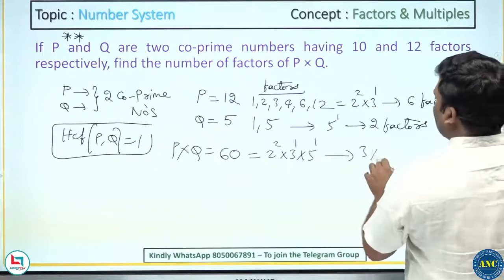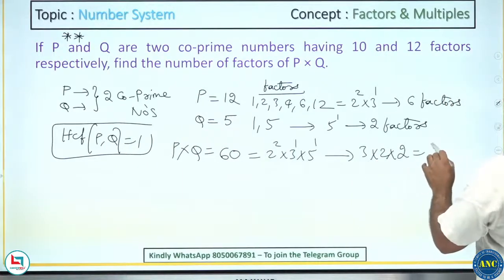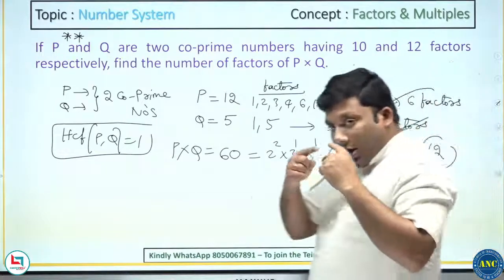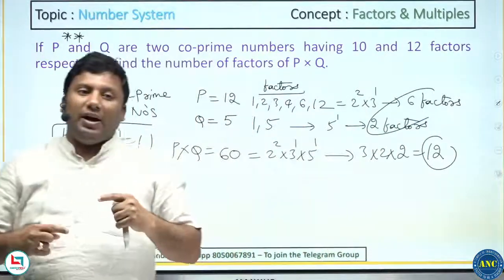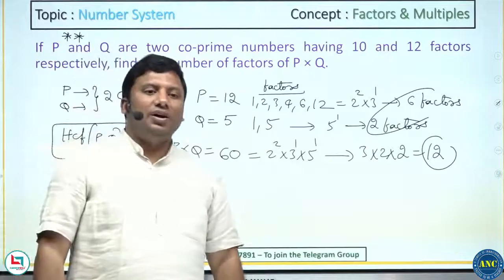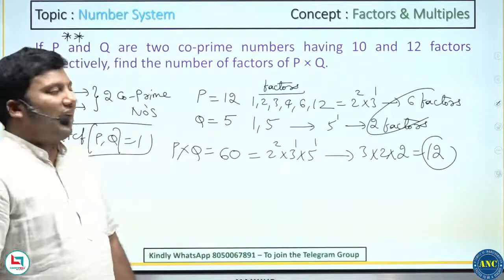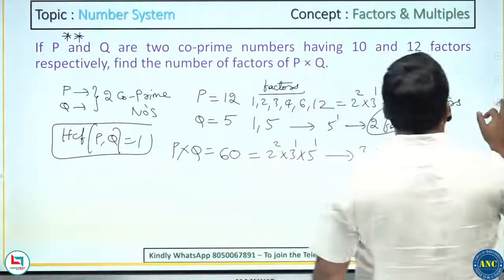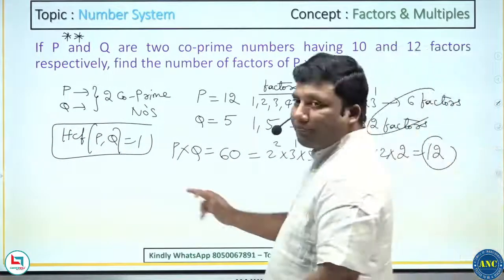Totally how many factors are there? 3 into 2 into 2, 12 factors are there. So, if 2 co-prime numbers are multiplied, the number of factors also will get multiplied. It is obvious why the number of factors will get multiplied.